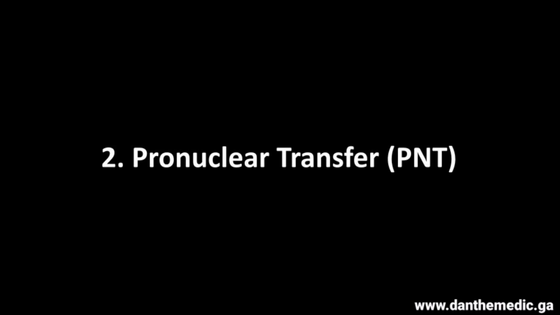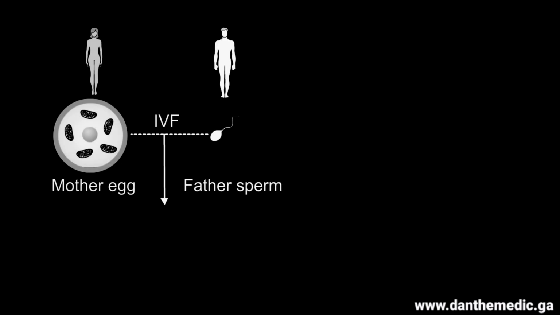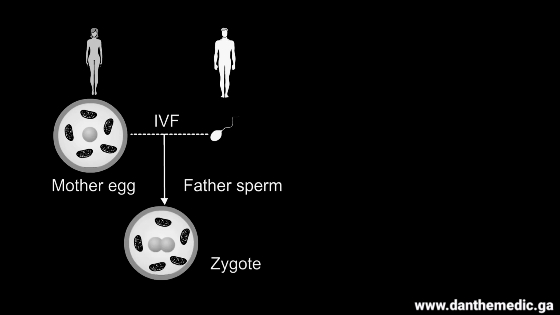The pronuclear transfer method follows a slightly different approach to achieve the same outcome. An embryo is created using standard in vitro fertilization techniques, where the mother's egg is fertilized by the father's sperm, forming two pronuclear zygotes. This early stage embryo contains maternal mitochondria with defective genes.